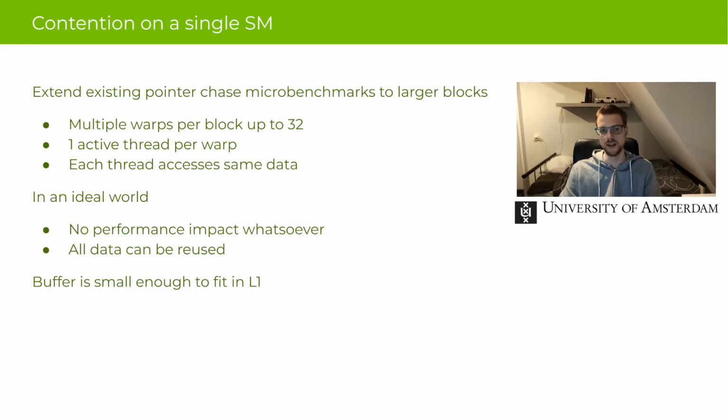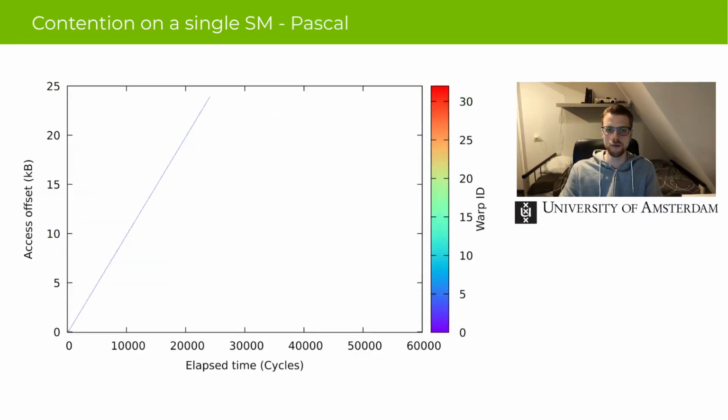We ensure one active thread per warp, and each thread accesses the same data. So in an ideal world, we would see no performance impact whatsoever, because all of the data can be reused. As well, we ensure that the buffer is small enough to fit in L1. So first, for a baseline.